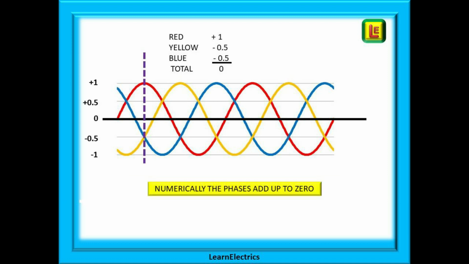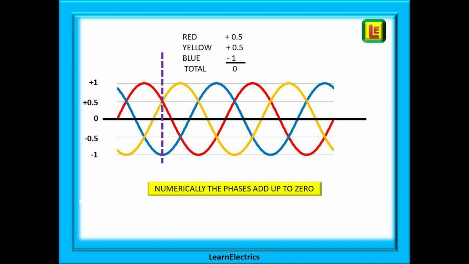Another fact with 3-phase: the numerical sum of the 3 voltages at any point will always be 0. Look at this point here. The red phase is at a maximum and level with the line marked 1. This is the mathematical sine value of 1. The yellow and blue are both level with minus 0.5. 1, minus 0.5, and minus another 0.5 is 0.